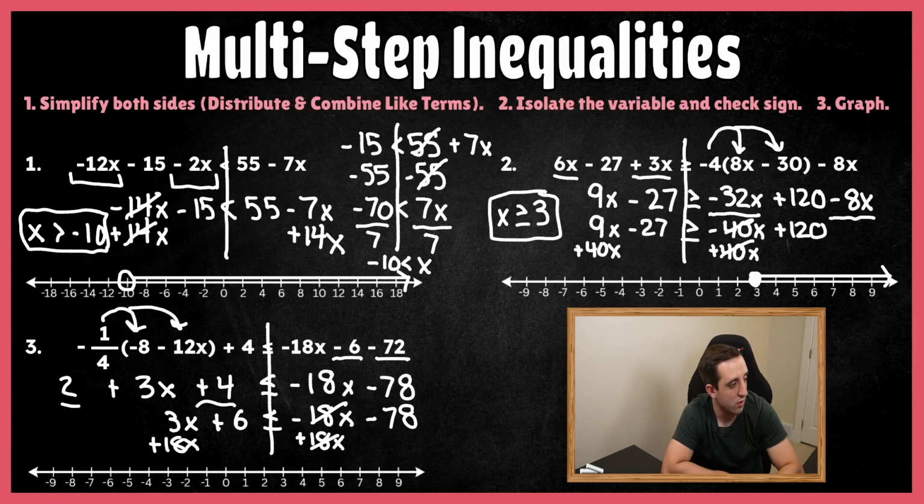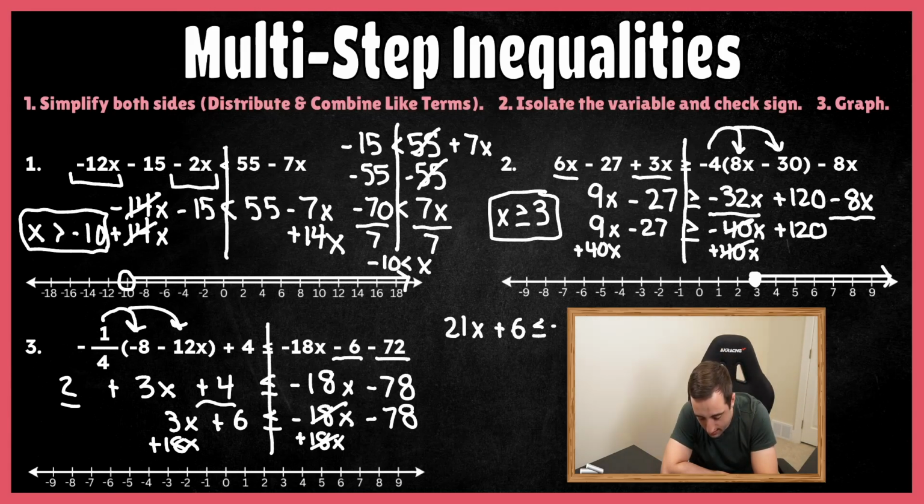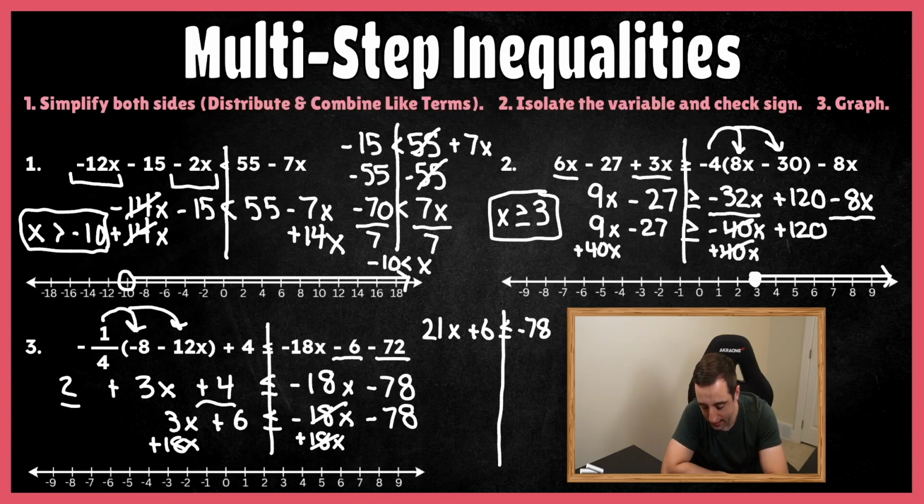And we are left with, I want to make sure this doesn't interfere with the webcam. So that's going to be 21x plus 6 is less than or equal to, let's see if I can squeeze this in here, negative 78. That's not going to work, hold on. Let me write it over a little bit. 21x plus 6 is less than or equal to, that should work now, negative 78. We'll draw our line again, and now let's go ahead and get x by itself.